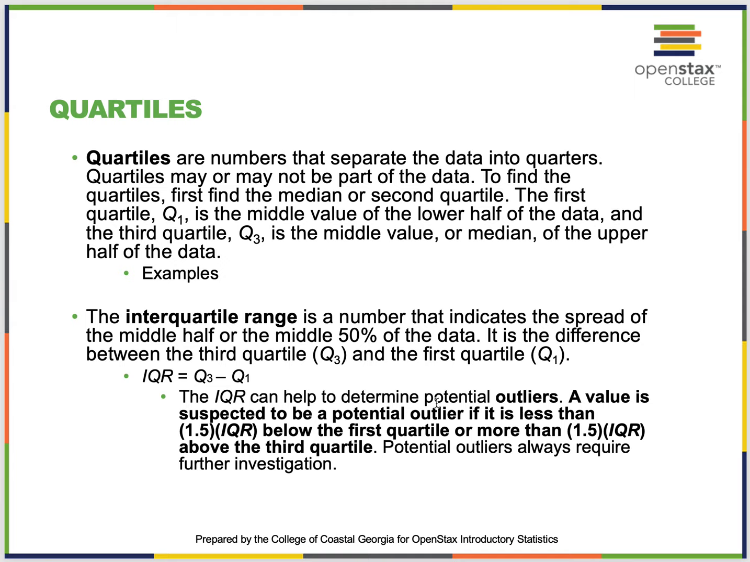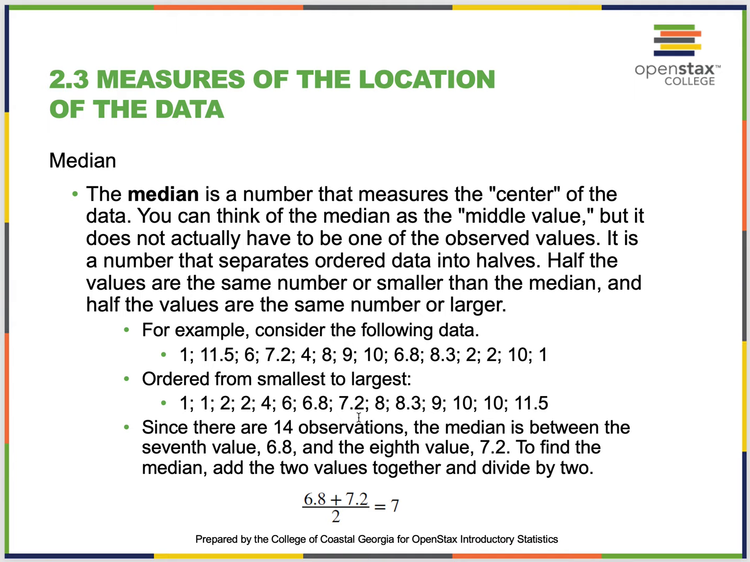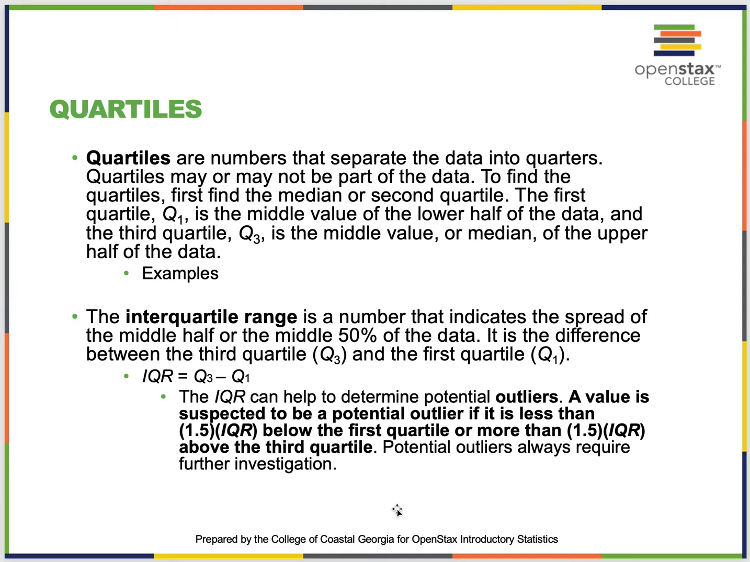The interquartile range is the number that indicates the spread of the middle 50% of the data. We'll see why that's important in a minute. So if I have 1, 2, 3, 4, 2, and 9, my interquartile spread is 7, same as the median, which is a coincidence. It doesn't have to or always happen that way. Probably rare that it happens.